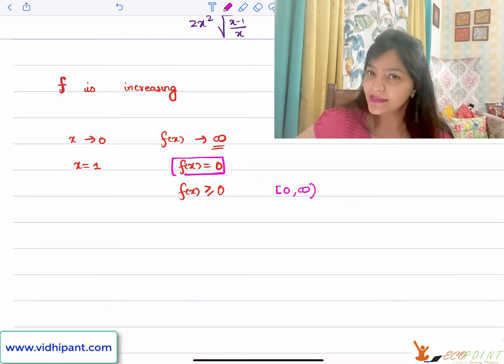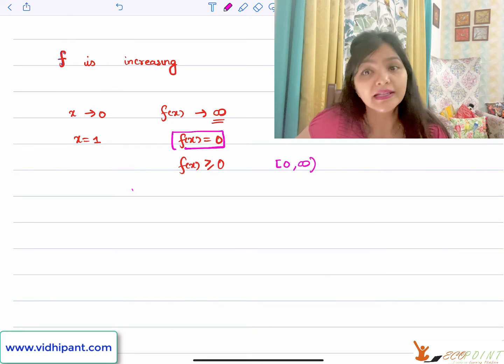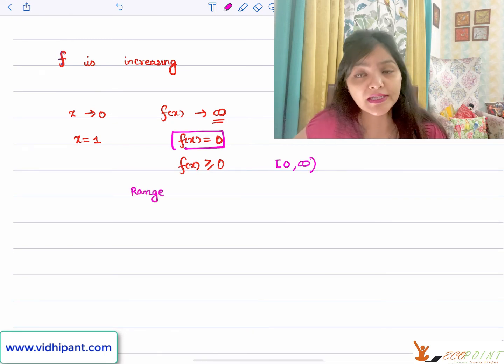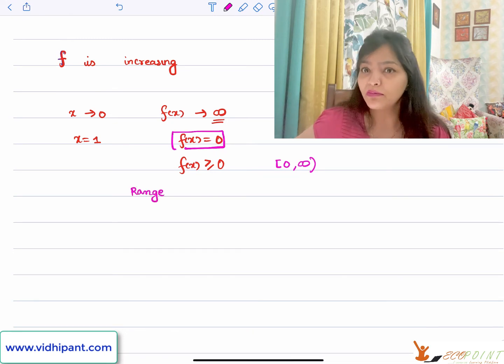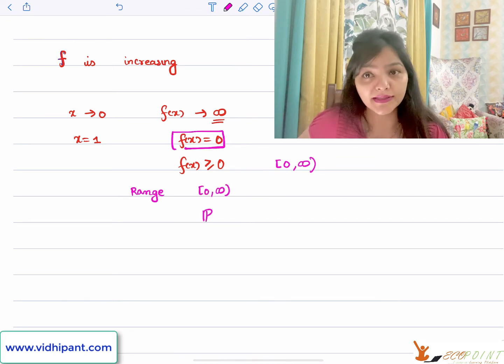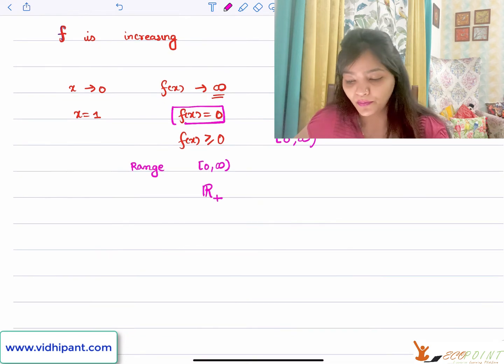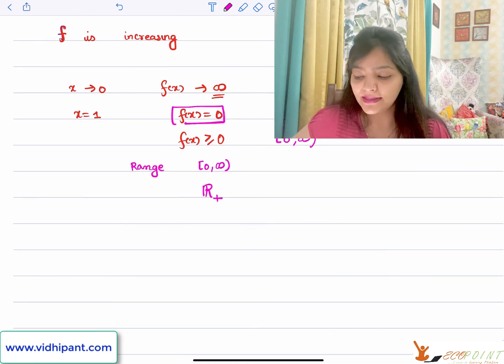Okay, so yes, what our logic said, that whatever comes out of a square root is positive, is indeed true for this function. You are getting all the values from 0 to infinity, and this is also symbolically written as R plus. R plus includes 0, and that's what the range would be. It would include 0.